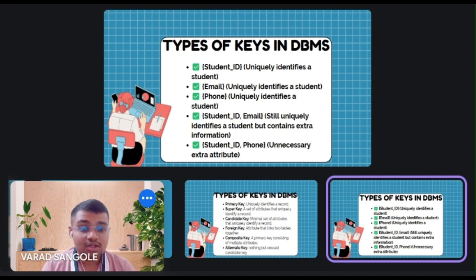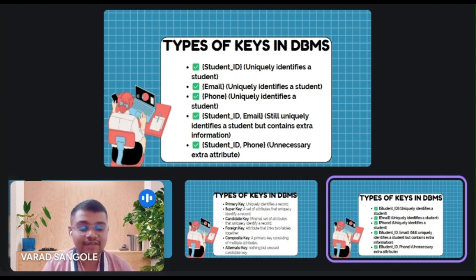Then the second thing is the super key. In a super key, unique identification is required. With the email we can identify it, with the phone we can identify it, and with the student ID we can identify it. So these three come under the set of super keys. Now a candidate key is not a set, it is a single attribute. In a super key we can take the student ID as a super key, and we can take student ID as well as email simultaneously as a super key.